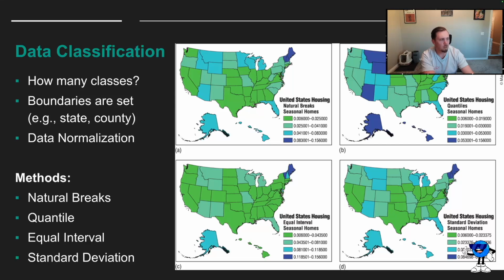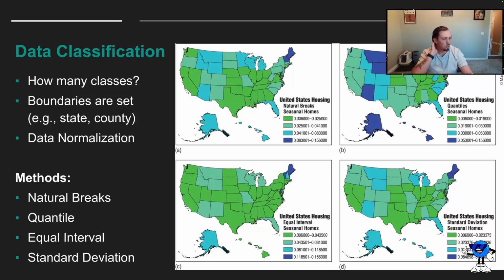If you're mapping the number of vacation homes in each state, a very large state such as California is probably going to have a larger number of homes than a smaller state such as Rhode Island. This leads to making a choropleth map of the number of vacation homes in each state. California will show many more vacation homes than Rhode Island just because it has a lot more houses.